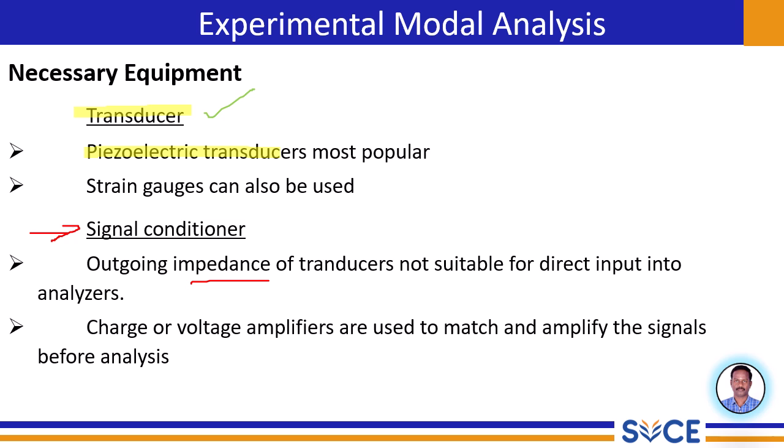For piezoelectric accelerometers that output a charge signal, a charge amplifier converts this charge into a proportional voltage that is suitable for analyzer input. Voltage amplifiers, on the other hand, are used with transducers that directly output a voltage signal, boosting the signal level to improve the signal-to-noise ratio and ensure proper input to the analyzer.